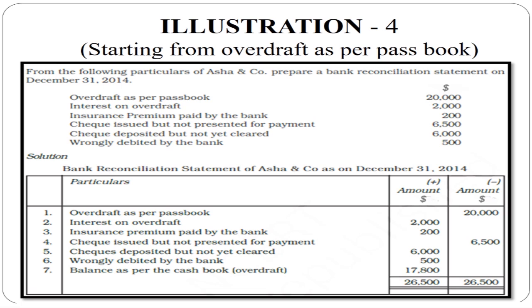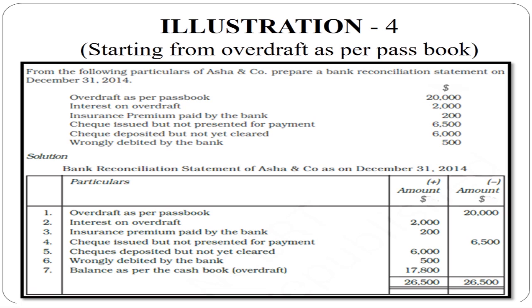Next is insurance premium paid by the bank, that is $200. In this case, the bank balance has been reduced by $200. In order to cancel its effect, we will have to add these $200 on the plus side. Next one, check issued but not presented for payment. The moment the checks were issued, the balance of cash book was reduced by $6,500. It means the balance of passbook remained more. In order to cancel its effect, we will have to reduce the balance of passbook by $6,500.